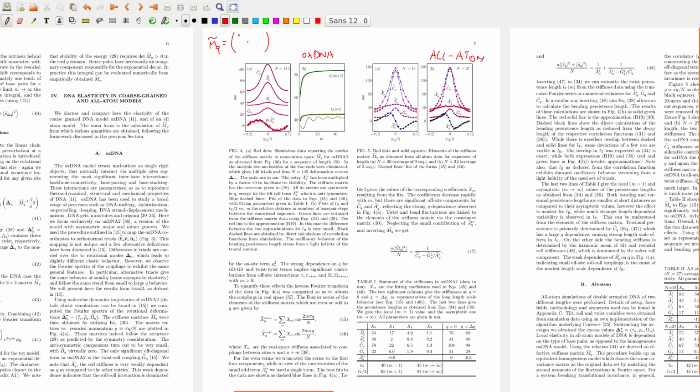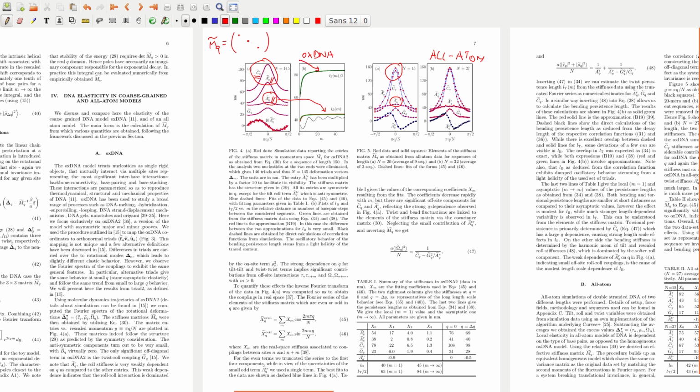The stiffness matrix has non-zero off-diagonal elements, which we discuss in the text, but we focus here on the diagonal stiffnesses. AT and AR are tilt and roll stiffnesses, bending modes, while C is the twist stiffness. Both coarse-grained and all-atom simulations show that the roll stiffness is weakly dependent on Q, while tilt and twist stiffnesses are strongly dependent on Q. As a consequence, the bending persistence length is only very weakly length dependent, because the analysis shows that this quantity is predominantly determined by the roll stiffness.